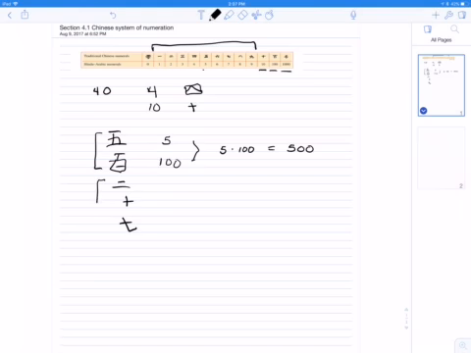The next pair tells us we want 2 tenths. So that's 2 times 10, or 20. Now in the ones position, we use just the multiplier, so just the 7. So 500 plus 20 plus 7 is 527.